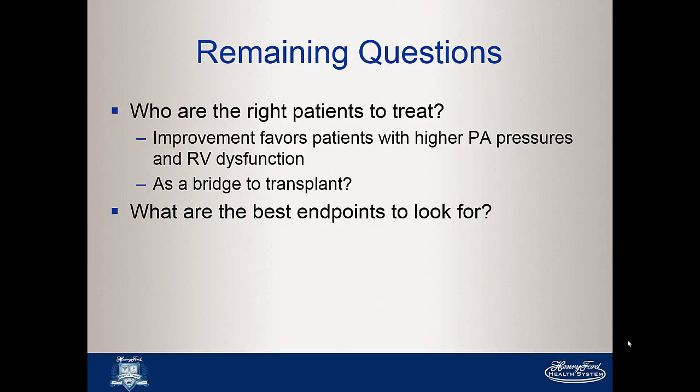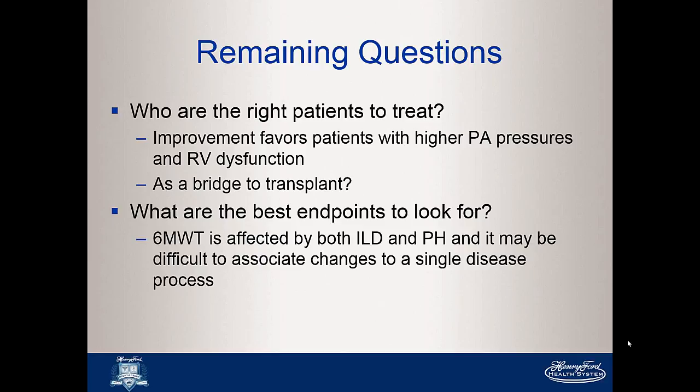In terms of studying these two diseases concomitantly, what are the best endpoints to look for? We know that 6-minute walk distance is affected by both ILD and PH. And it's difficult to associate these changes to any single disease process. And the time to clinical worsening may be the best option to look for in this complex disease set.